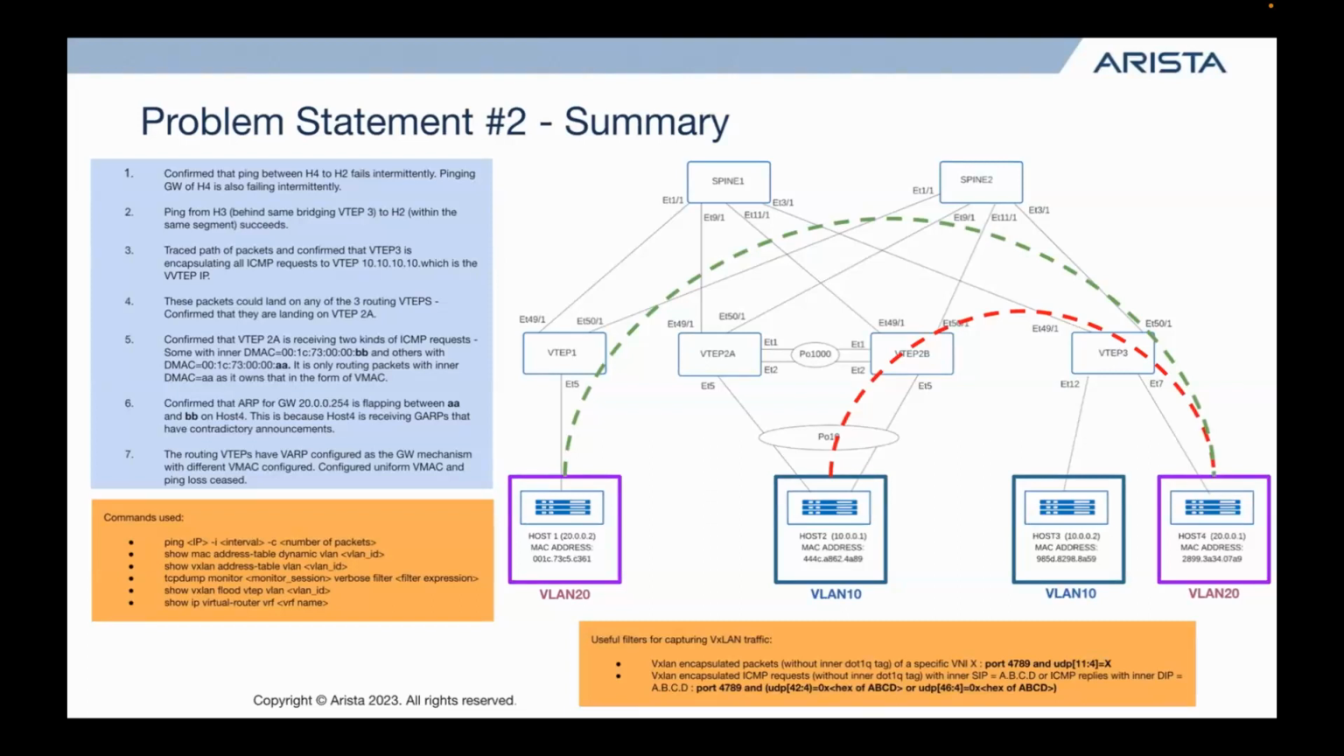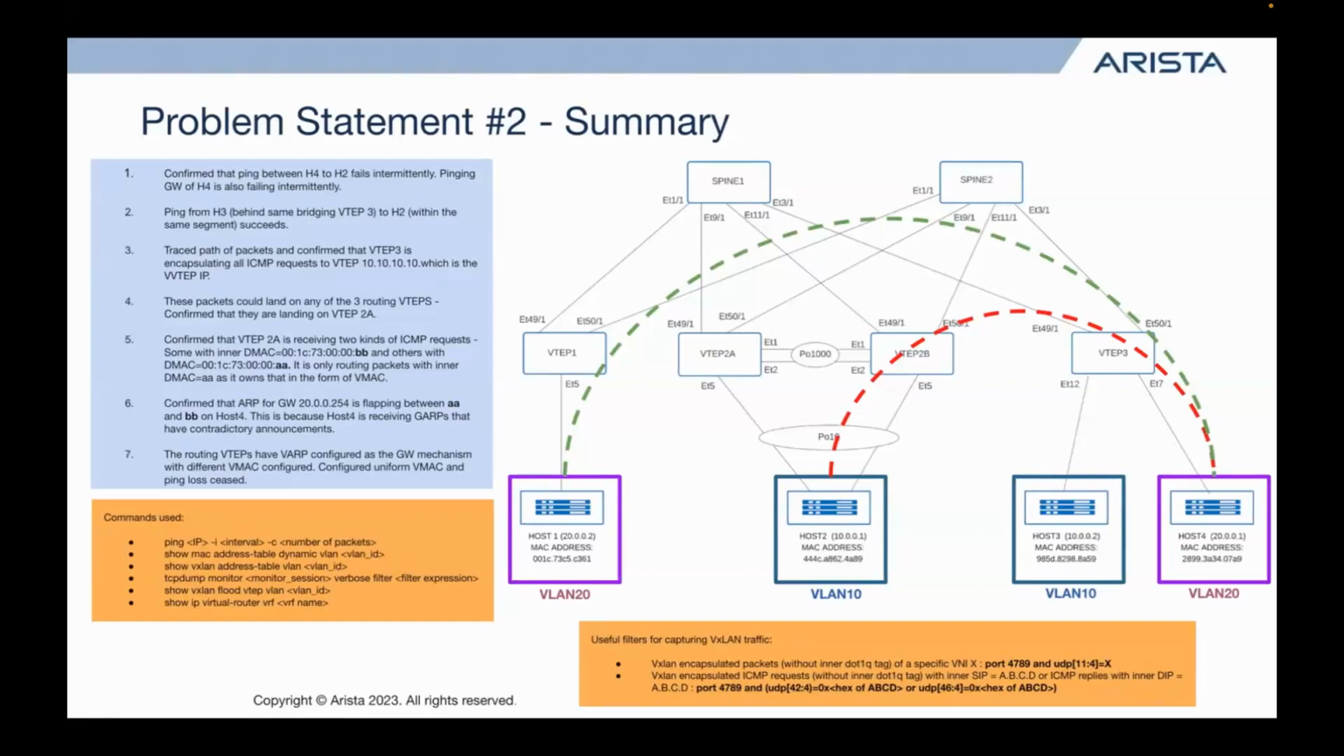Now, these packets could have landed on any of the 3 routing VTEPs. So via a packet capture, we confirmed that they were landing on VTEP2A. Next, we confirmed that VTEP2A was receiving 2 kinds of ICMP requests. Some of them had the inner destination MAC as 1C73BB, and the others had the inner destination MAC 1C73AA. We further saw that VTEP2A was only routing packets with the inner destination MAC as 1C73AA, and we soon found out that that was because it owned that MAC address in the form of the virtual MAC.